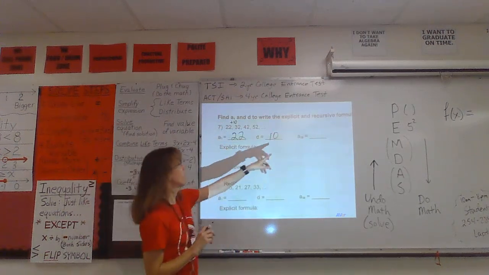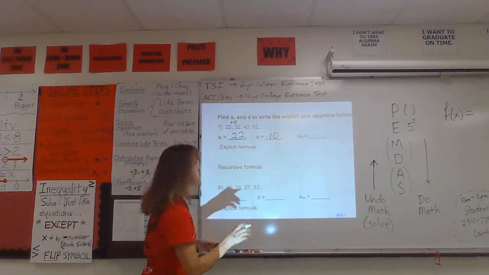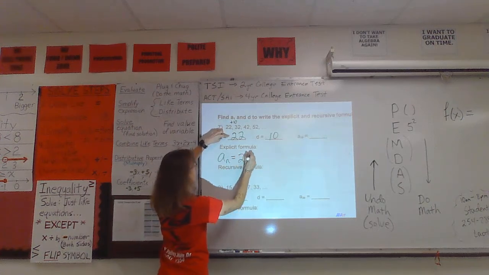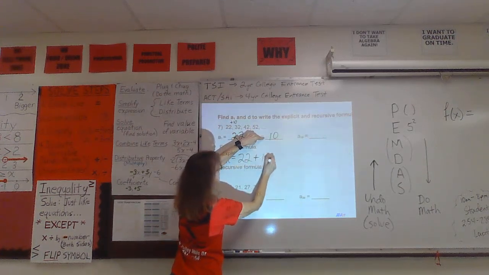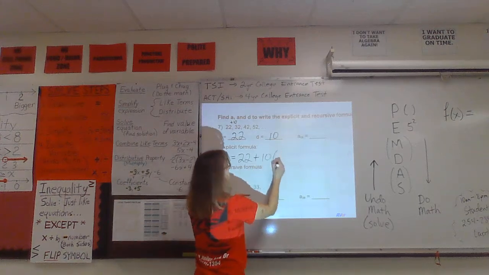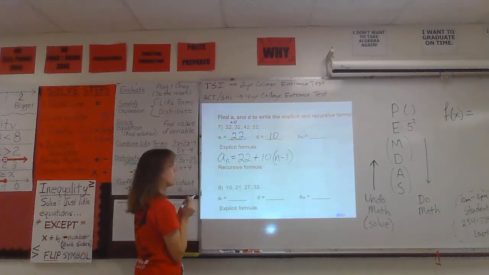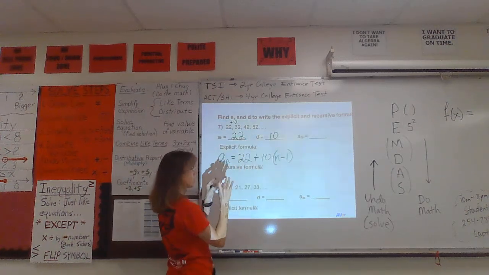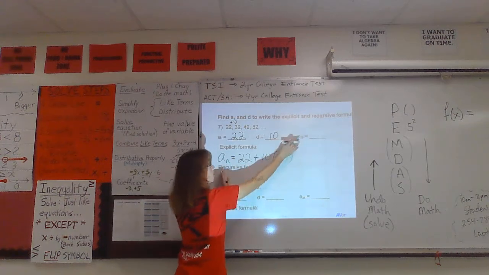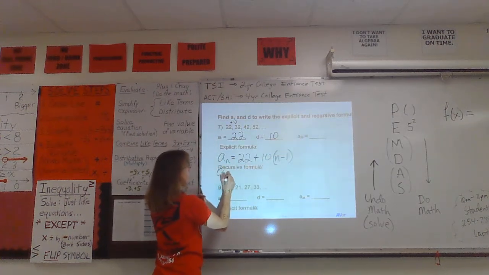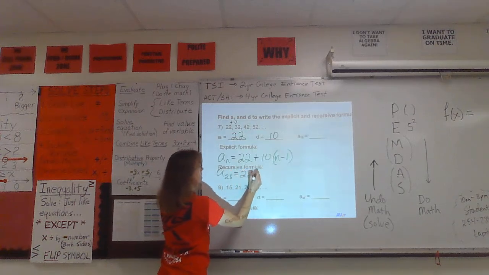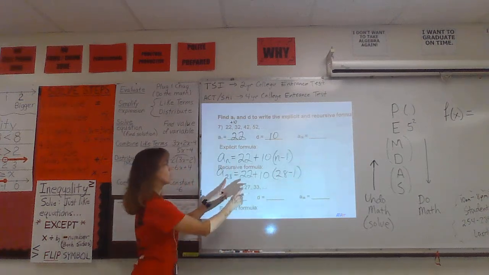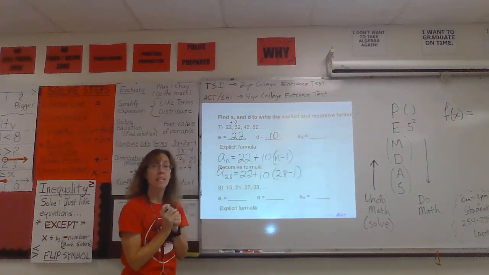Then they want you to find a sub 28, so I need the explicit formula first. So let's write that. A sub n is equal to the first term, 22, plus 10, because it's a positive 10, we're adding 10, parentheses, n minus 1. Now, to find the 28th term, I'm going to plug in a 28. On your paper, you would write the explicit formula, and right below it, go ahead and find the a sub 28. A sub 28 is equal to 22 plus 10, parentheses, 28 minus 1. So all I did was plug in a 28 for the n, since I'm looking for the 28th term.